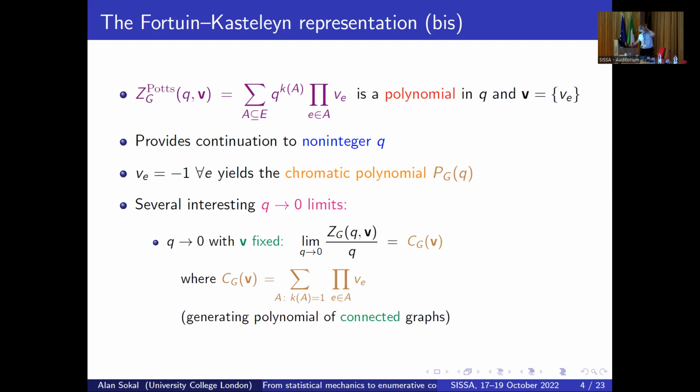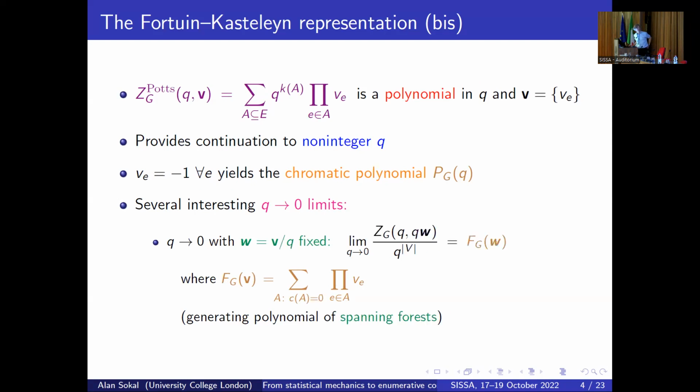So that's interesting. And also there are several interesting limits as Q goes to 0. For example, if you take Q goes to 0 with the v's fixed, then you pick up these sets A that minimize the number of connected components. Well, the minimum number of connected components is 1. Namely, you connect up the whole graph. So you pull out one factor of Q and you get the generating polynomial of connected graphs. That's a very interesting thing that graph theorists would be interested in.